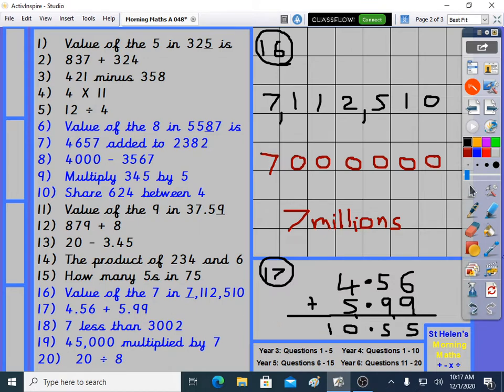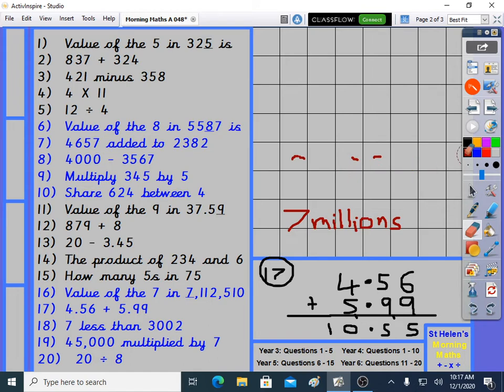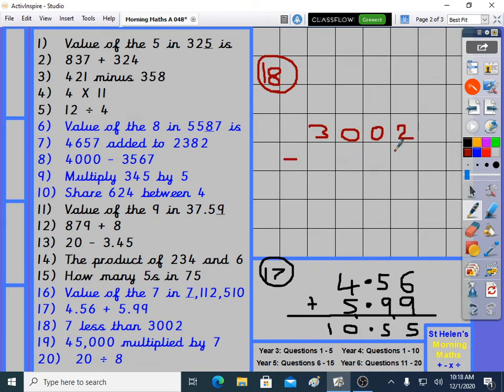Lots of little tricks and loads of different ways of doing maths as you get more confident and more capable. Sometimes you'll see there's 4 or 5 ways to do the same question and get the same answer. Question 18 we're on. 7 less than 3,002. My head's telling me 2,995. 2 take away 7 you can't do. So I think it's going to be 2,995. And when I do the column method, it tells me it is 2,995.